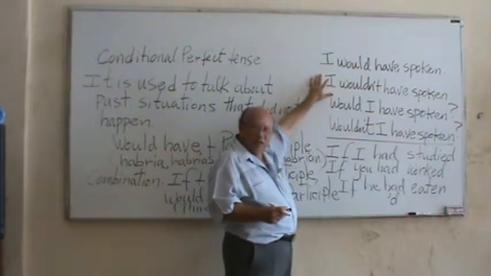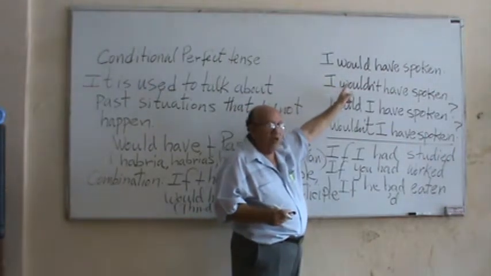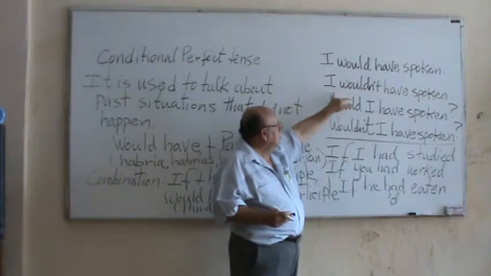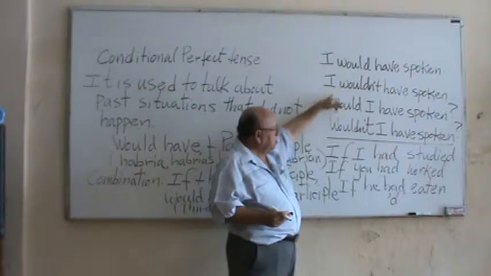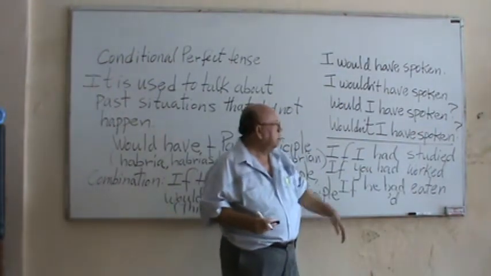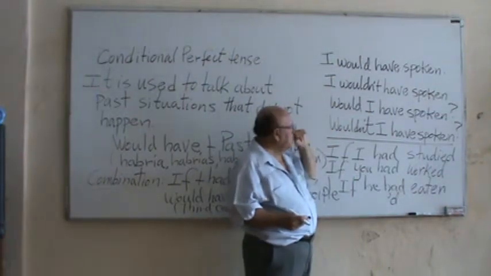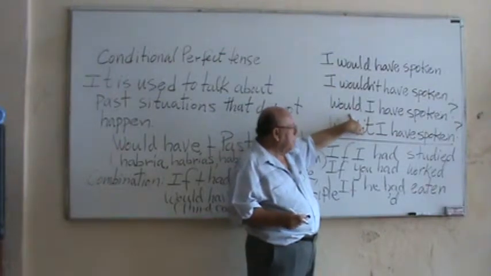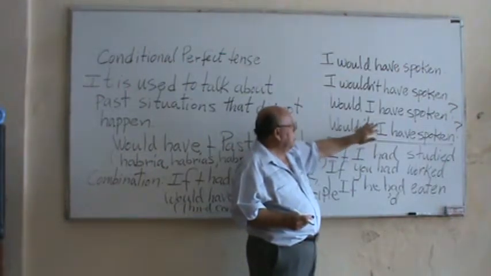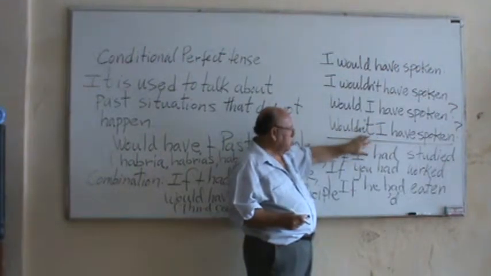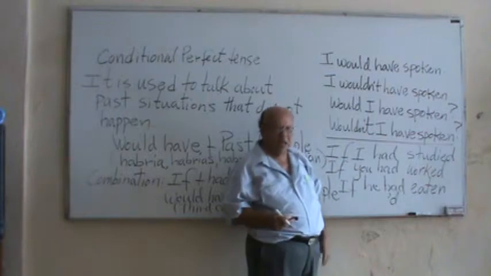I would have spoken. Yo habría hablado. Contraction. I'd have spoken, habría hablado. I wouldn't have spoken. Yo no habría hablado. I would not have spoken. Yo no habría hablado. Question. Would I have spoken? ¿Habría hablado yo? Wouldn't I have spoken? ¿No habría hablado yo?